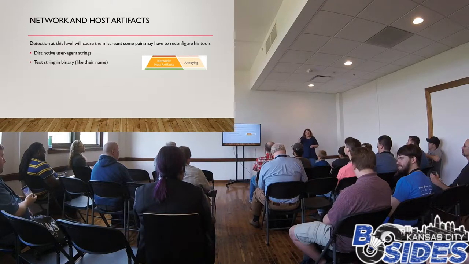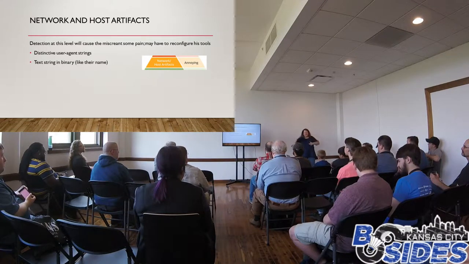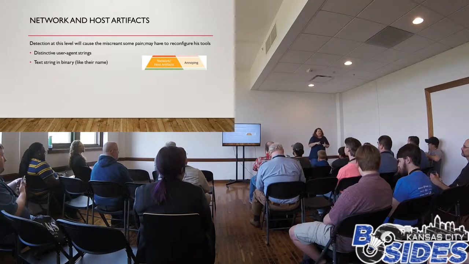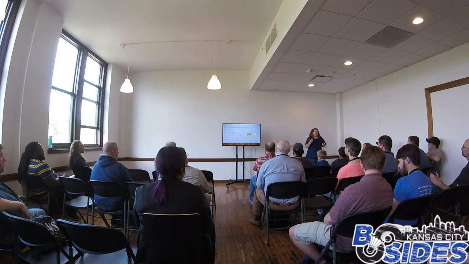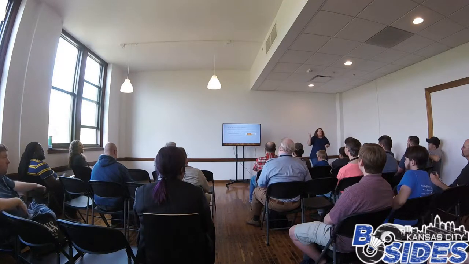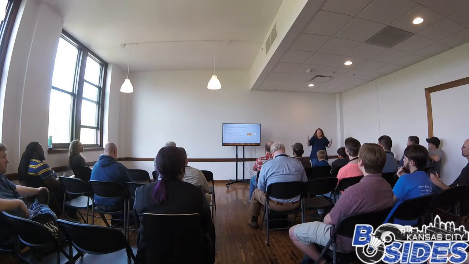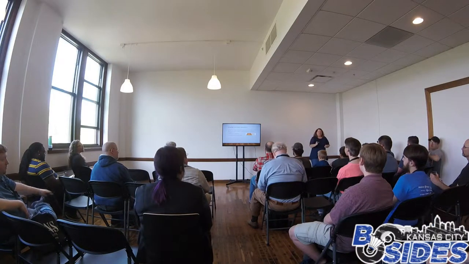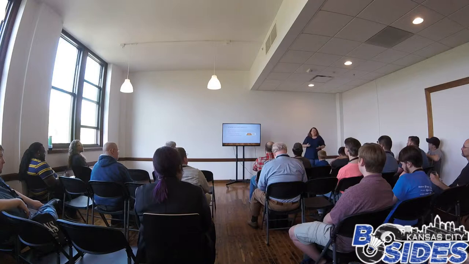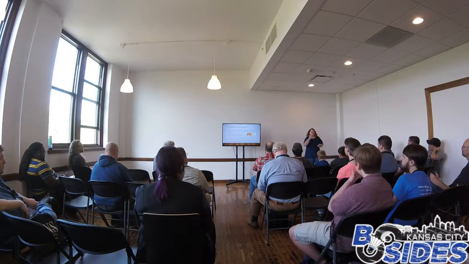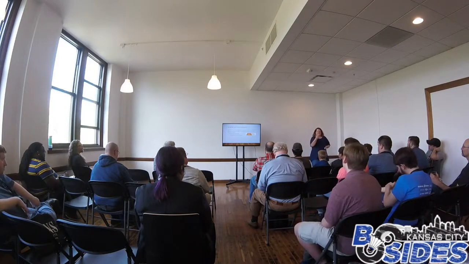If you start looking at your network and your host, now we're going a little bit further up the pyramid. This is a little bit harder for us to detect, but if we can detect at this level, we're also causing the bad guys a little bit more pain. So here we're looking for distinctive user agent strings. We had a rule that worked for like a year because the bad guys misspelled Mozilla. That was gold, because we knew if we got any hits on that rule, it was bad guys doing stuff. And it was hard for them to change because it was built into their tools. They had to do some reconfiguring of their own tool in order to get rid of that misspelling.